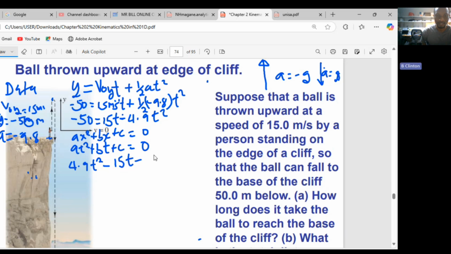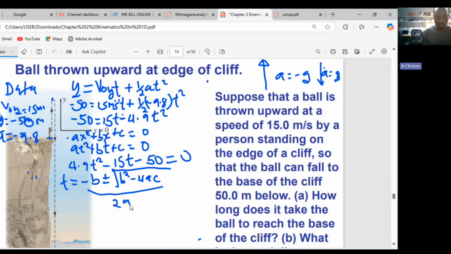And we have minus 50 is equal to 0. So once we have this, we can proceed and say, remember from this equation here, we can now write it in the form of t and say t is equal to minus b plus or minus the square root of b squared minus 4ac, everything over 2a.